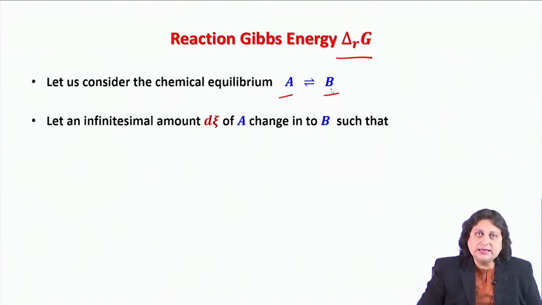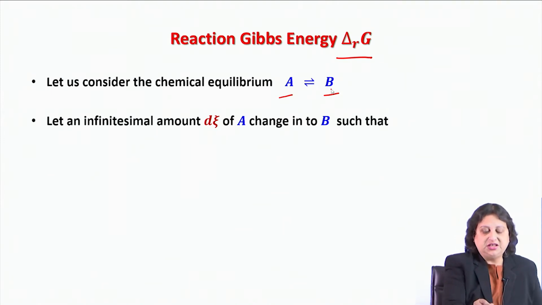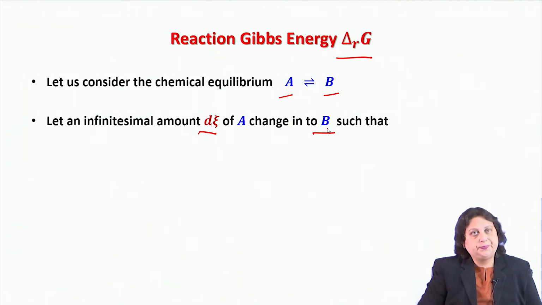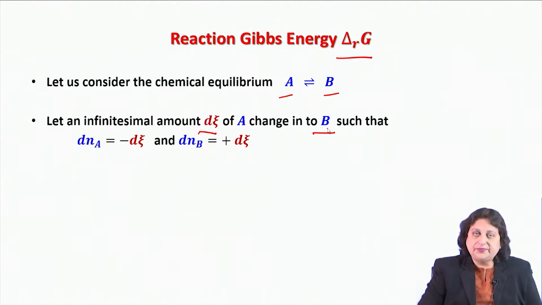Now, let me say that I take this equilibrium reaction mixture and I allow the system to undergo an infinitesimal amount of chemical reaction such that A undergoes an infinitesimal amount of change dξ and it goes into B. Under such circumstances, since the reaction has happened, there will be change in the number of particles of the species A as well as the species B. As you see, here I am adopting the number of moles as a convenient unit to represent the number of particles present in the system.